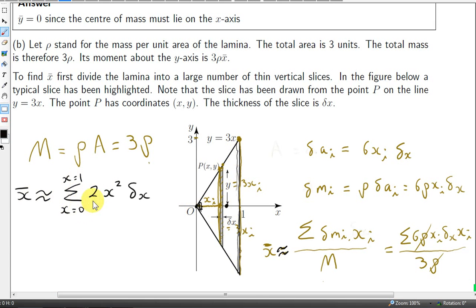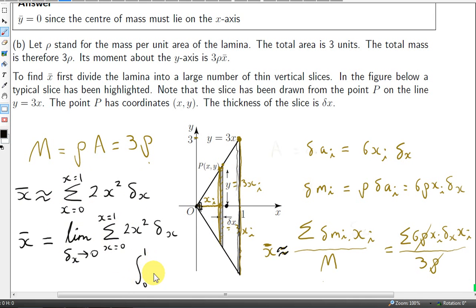This is not exactly x bar because, as I said, these strips are not exactly rectangles. To make this approximation exact, we have to make delta x go to 0. And we know from previous videos that the limit of a sum is an integral. So this sigma is replaced with an integral sign. We integrate from 0 to 1, 2x squared, and we replace delta x with dx. So if we had any subscript xi, we just drop the subscript.